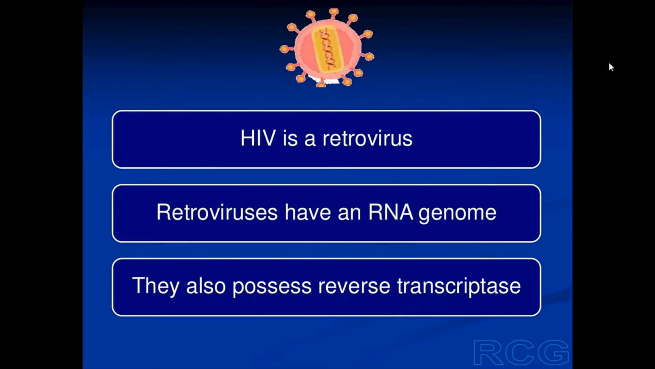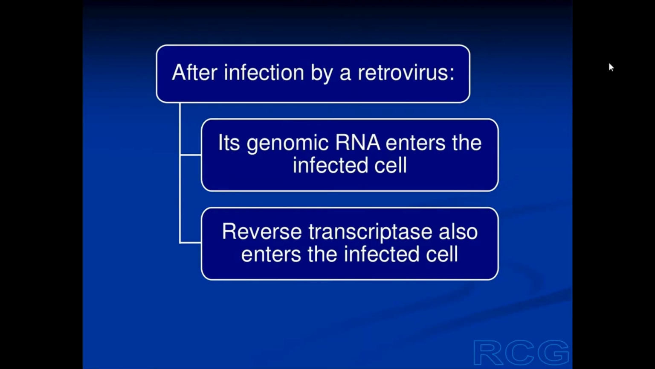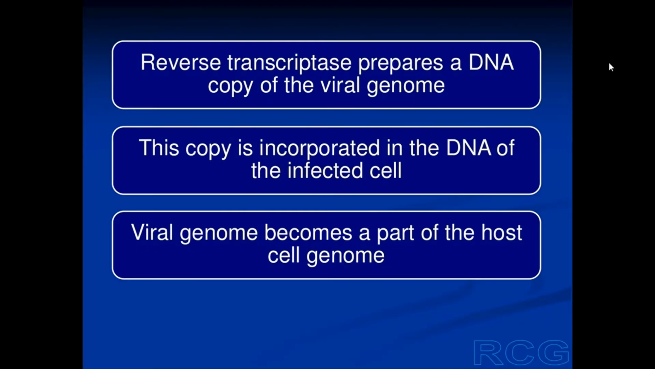And this is the structure of the HIV virus. It is a retrovirus, has an RNA genome, and also possesses the property of reverse transcriptase. After infection by the retrovirus, its genomic RNA enters the infected cells, and the reverse transcriptase also enters the infected cells. The reverse transcriptase prepares a DNA copy of the viral genome, and this copy is then incorporated into the DNA of the infected cells, and the viral genome becomes a part of the host cell genome.